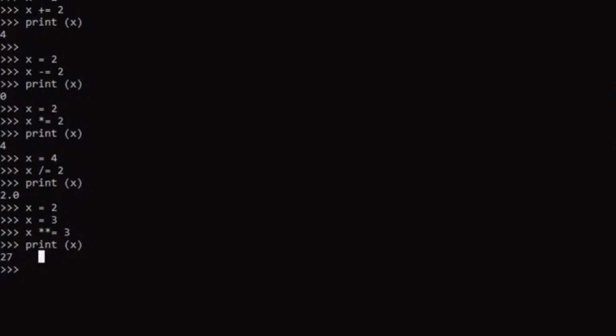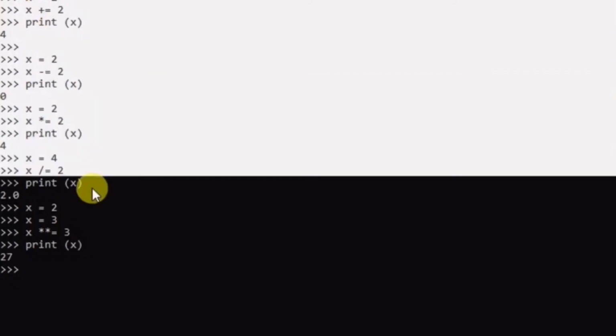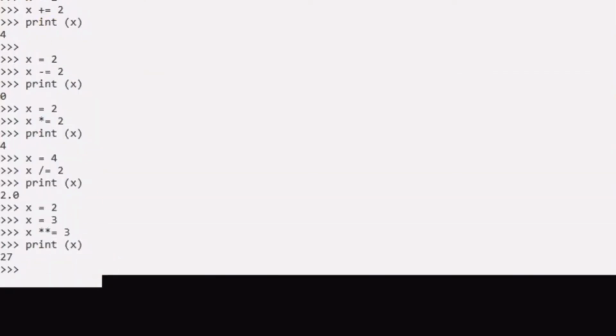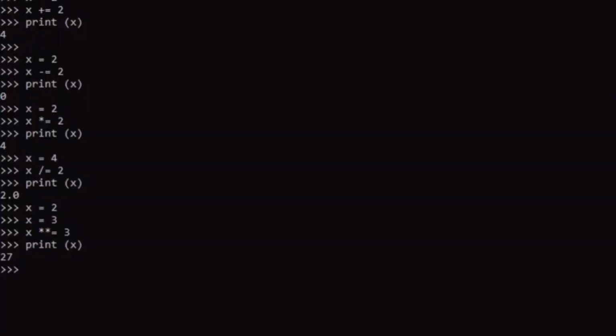So in this way we can use the assignment operators in the Python programming language. This is addition, this one is subtraction, this one is multiplication, this is division, and this is the exponential form using the assignment operators.